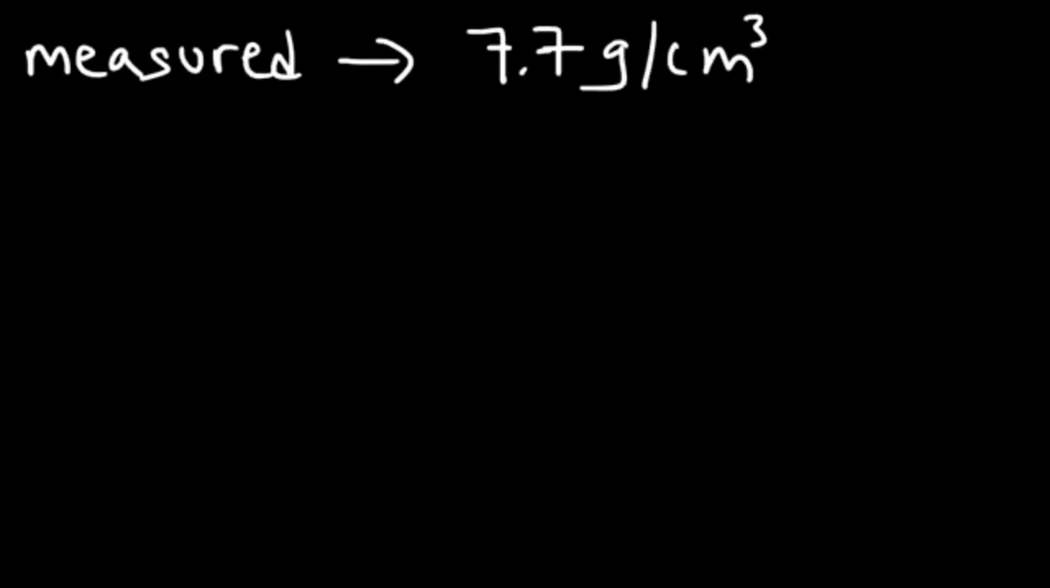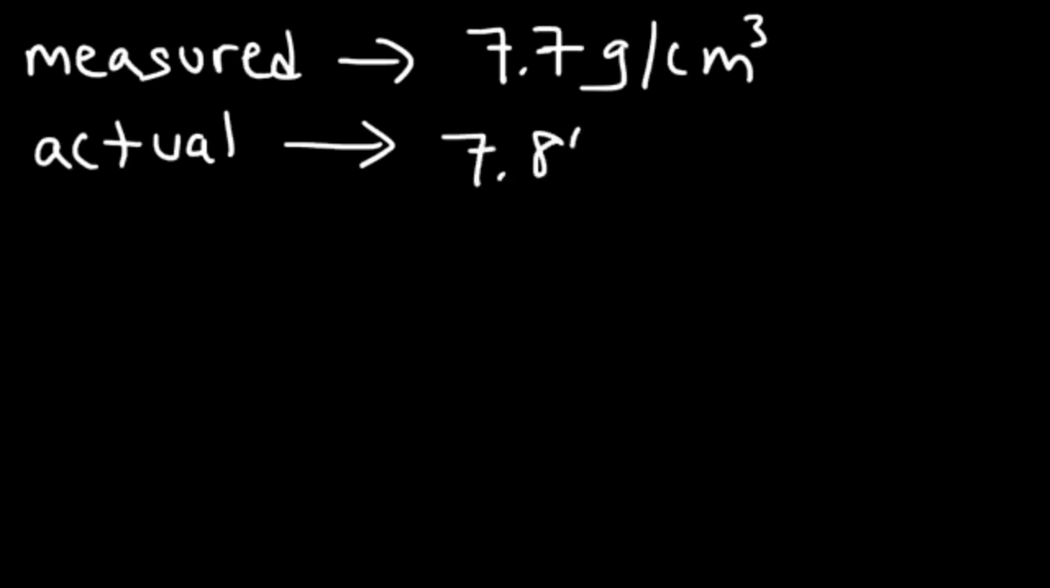And to measure the density of something, density is basically mass over volume. Now the actual density of iron metal is 7.86 grams per cubic centimeter. So based on this information, go ahead and calculate the error and the percent error. Feel free to pause the video.